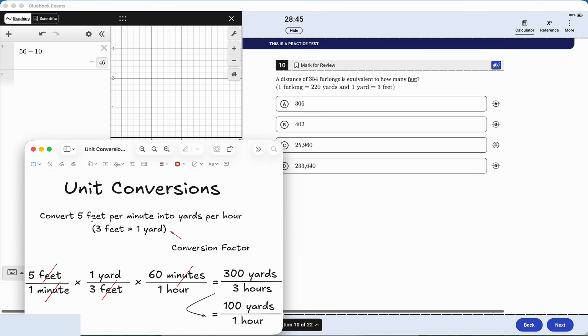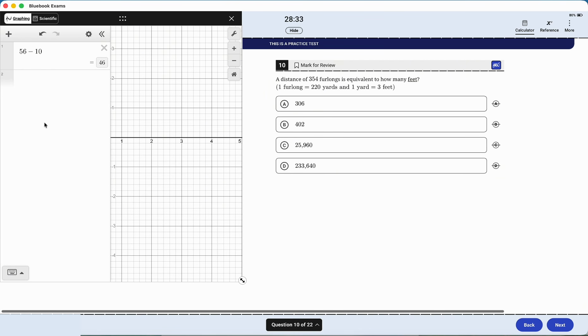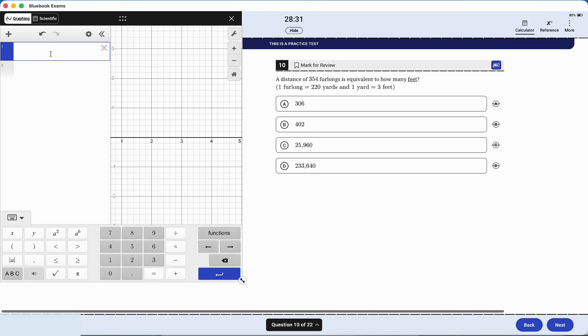Like here, if I want to go from feet per minute to yards per hour, we have this conversion of feet to yards. They'll give you that as well. See this first one here, I line it up this way just so my units of feet cancel out, right? So that's basically all we have to do here. So if you apply this, I write 354 furlongs over 1, just because it's not a fraction here.